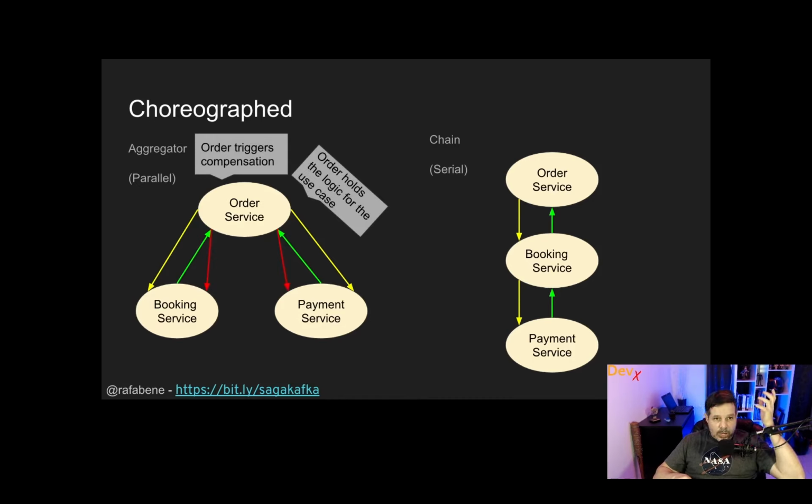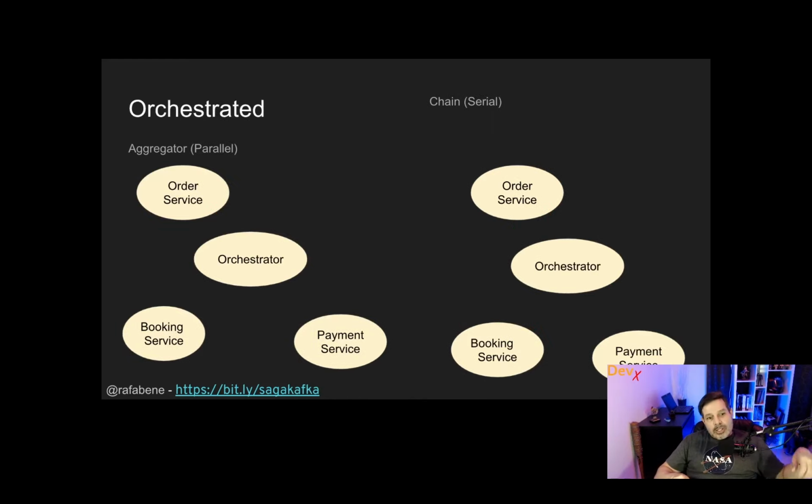So when calling the compensating transactions, the aggregator needs to understand what are the states and to undo the logic. In a chained scenario, you just undo the previous transactions. In the orchestrator, we have the same thing. The design is looking very similar.